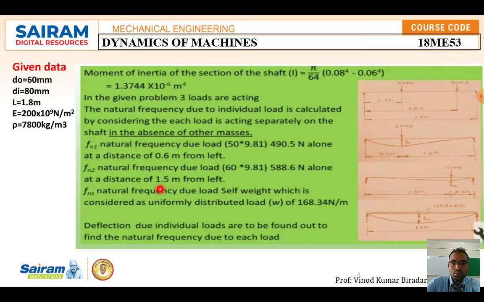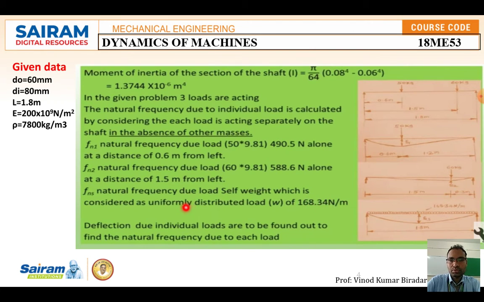Okay, these are the two forces acting on that particular component, but we have one more force acting, that is the self weight. That is a uniformly distributed load here. The natural frequency due to the self weight is considered by a uniformly distributed load. So self weight can be treated as an equally distributed load, and all the forces are acting uniformly. We are not going to consider the 50 kg and 60 kg loads here. By that formula, the uniformly distributed load weight is 168.34, which is the force acting on that particular element. So I wrote here 168.34 Newton per meter.